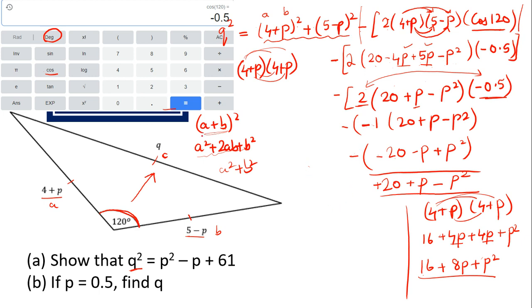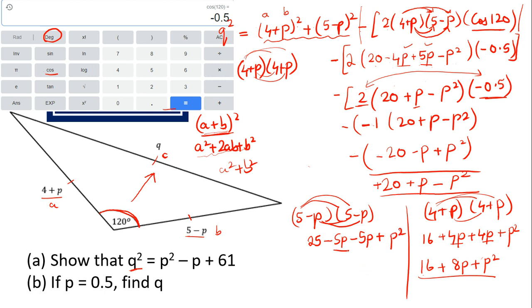Again, if you want, you can use the formula, the a plus b whole squared and all that. Otherwise, you can just simply open it up. So I'm going to do 5 minus p times 5 minus p. I have to do 5 times 5, that gives me 25, and then 5 times negative p gives me negative 5p. Then minus p times 5 gives me another negative 5p, and then minus p times minus p. Minus and minus gives me a plus, and p times p gives me p squared. So I got 25 minus 5p minus 5p plus p squared.